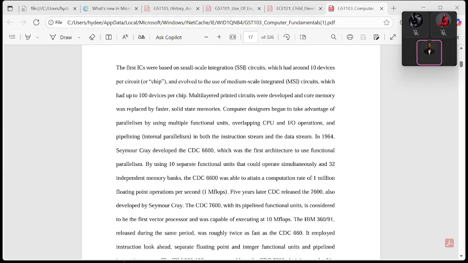Fifth generation, 1984 to 1990. The core technology in this was the continuation of the VLSI, the very large scale integration, leading to chips with millions of components.